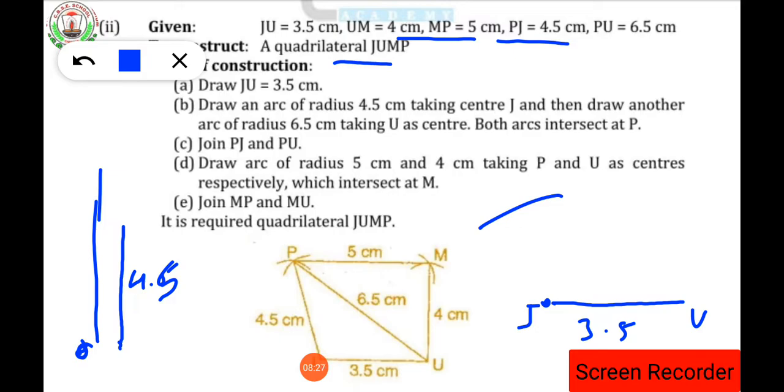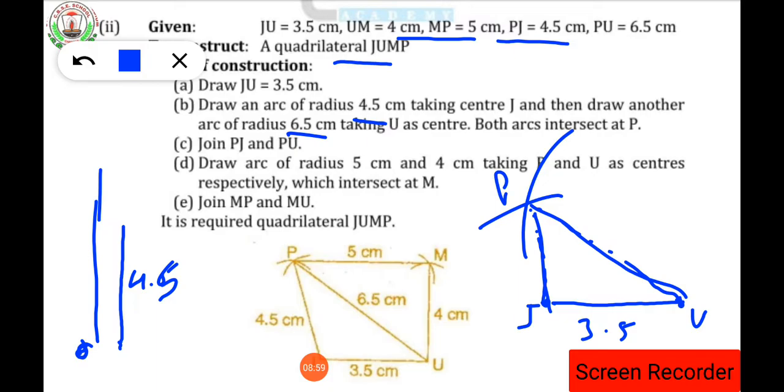Then in the second point again you have to take the radius 6.5. Okay, then keep the needle at point U here and draw another arc so that it cuts the first arc. Okay, now what you have to do? You have to join the line segment PJ and PU like this. Clear everyone? You have to join the line segment PJ and PU like this.